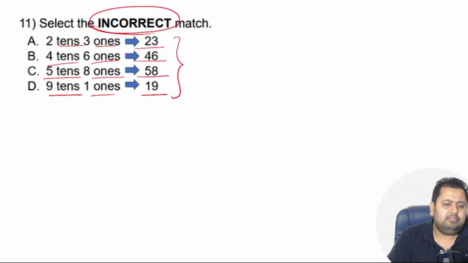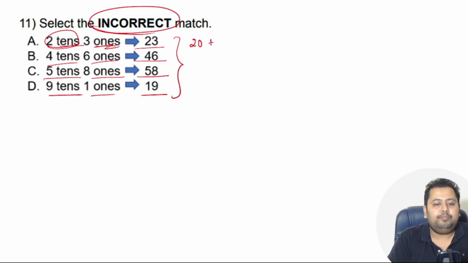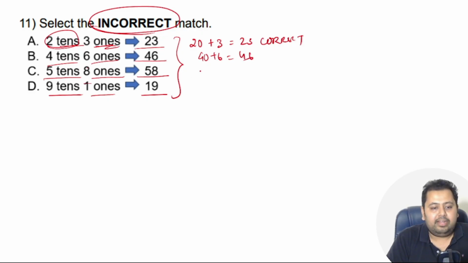Great. I hope this is an easy one. So 2 tens and 3 ones is 20 plus 3, which is 23. So this is correct. Then 4 tens plus 6 ones is 40 plus 6, which is 46. 5 tens plus 8 ones, so whenever there is tens, it is 50 plus 8, which is 58.